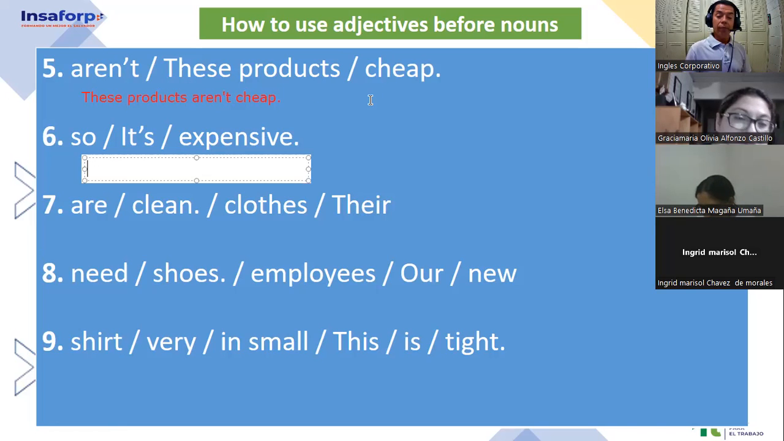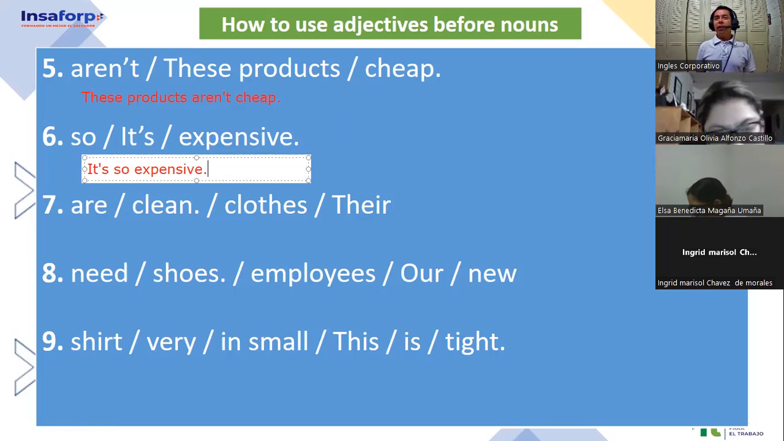It's so expensive. Thank you, gracias, Maria. It's so expensive. So is similar to say very. Very expensive, so expensive. For example, I don't know, a Toyota Corolla 2023. Oh, it's so expensive, right? A house in Escalón. Oh, it's so expensive, right? The house of Lionel Messi. Oh, so expensive, right? Okay, good.